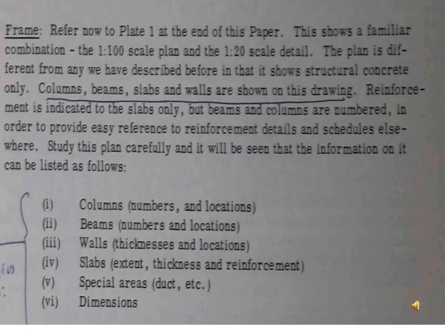Reinforcement is indicated in the slabs only, but the beams and the columns are numbered. You have to number the beams and columns in order to provide a reference to the reinforcement detail, and study the plan carefully. In this case, column number and location, beam number, location, wall thickness, location, slab extent, thickness, reinforcement, special area, and dimensions have to be included in the frame.